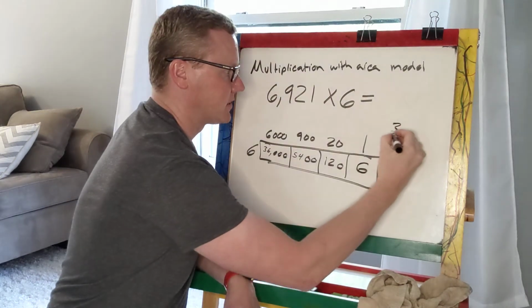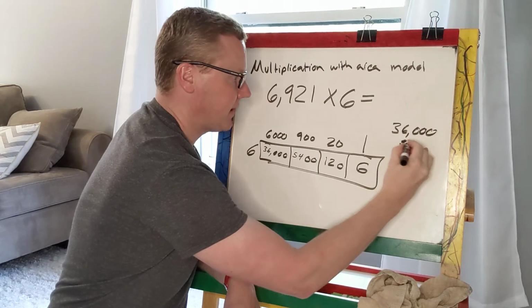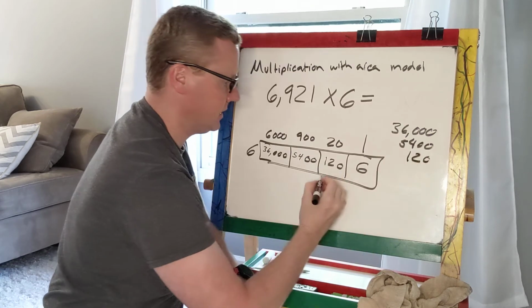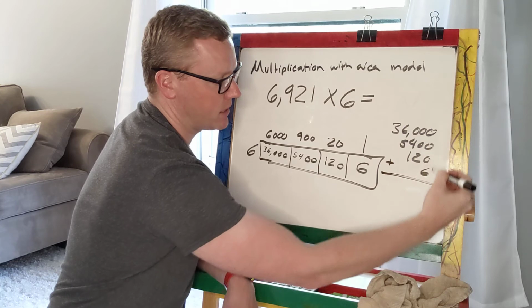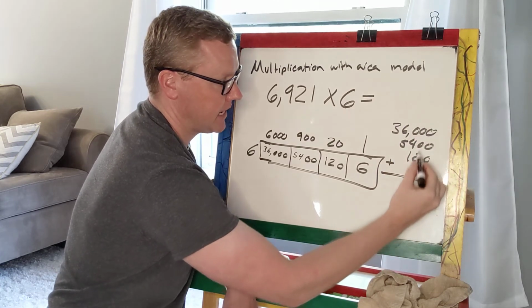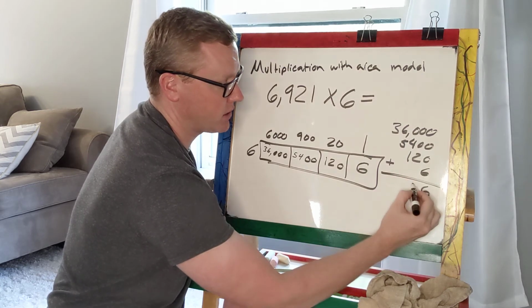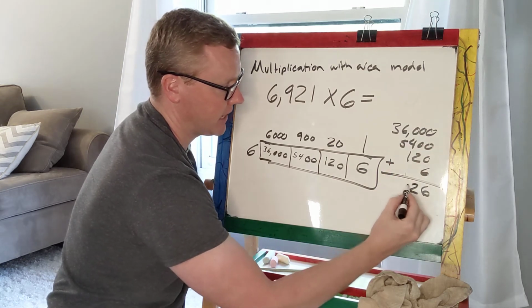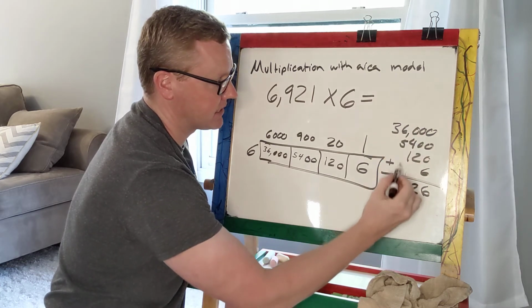Now we need to add them. So 36,000 plus 5,400 plus 120 plus 6. Add those. What do you get? Add our ones. You get a 6. Add our tens. No tens here. Oh, there's one there. You get, and the 120, you get a 2. Add our 100s when you line them up. I get 5 100s. Add up our thousands, I get 11.